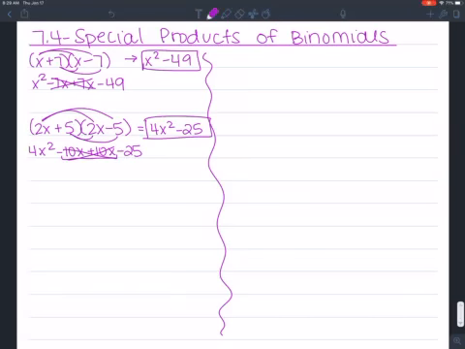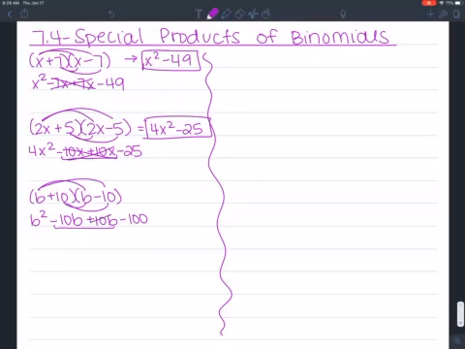Okay? Let's try one more and see if you can figure out what the pattern is. Let's do b plus 10 and b minus 10. So b times b is b squared. b times negative 10 is negative 10b. 10 times b is positive 10b. 10 times negative 10 is negative 100. We have a pattern of that middle term canceling out. And my answer seems to only have the squared term and the constant term. There's no linear term, okay?